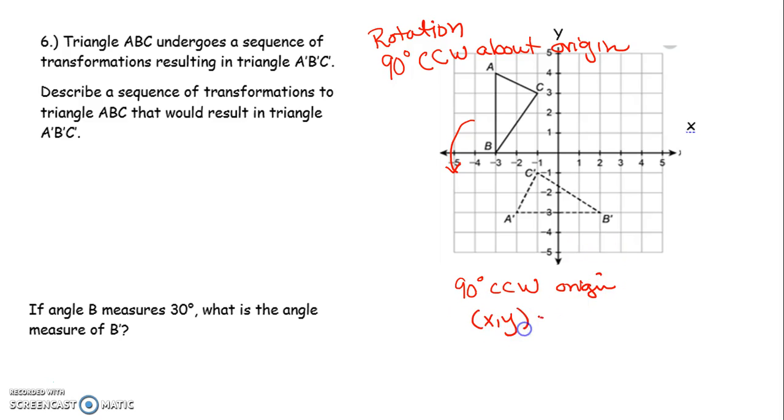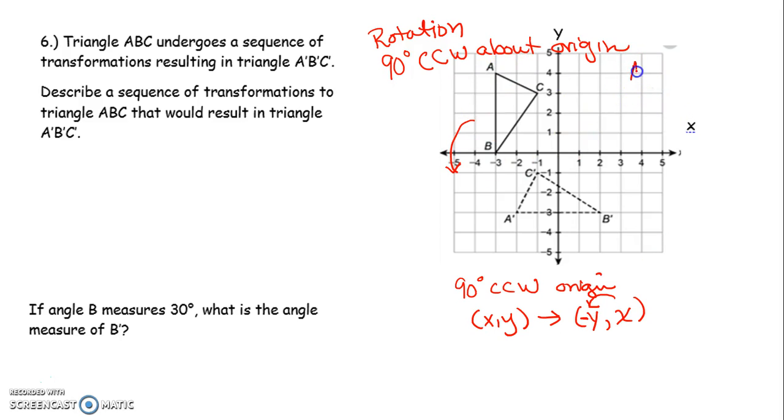X, Y. We know first reverse, so it would become Y, X. Arrow, change the sign. So counterclockwise would go this way. So that's the one we're going to change. So I'm going to take each of my original coordinates. I'm going to first reverse, arrow, change the sign. And then we're going to see where we could get an image after a 90-degree rotation counterclockwise.